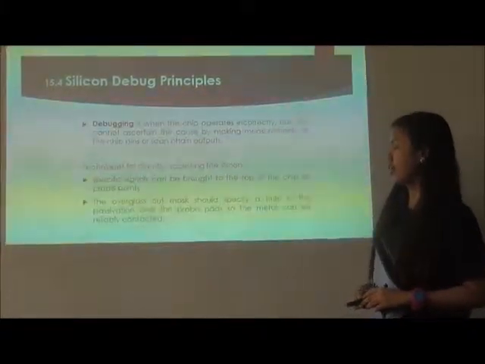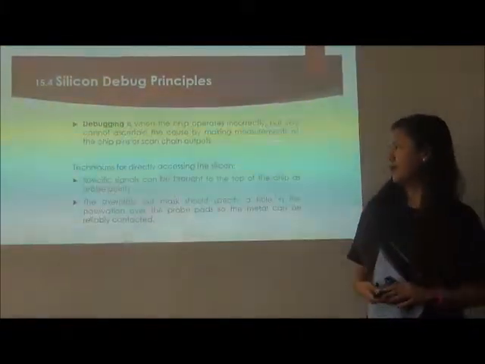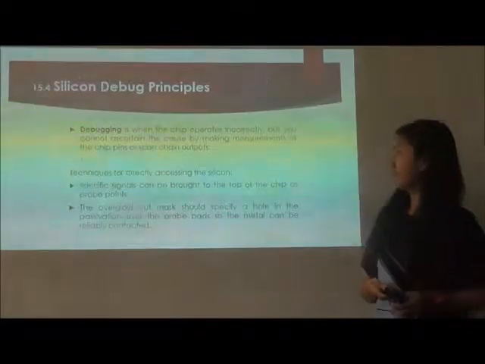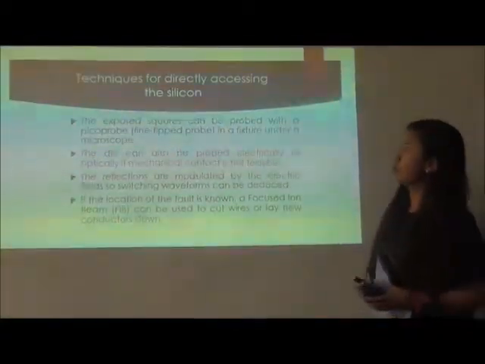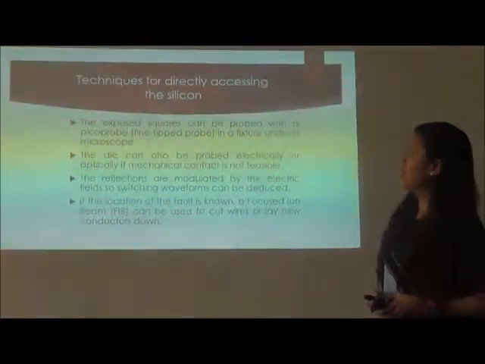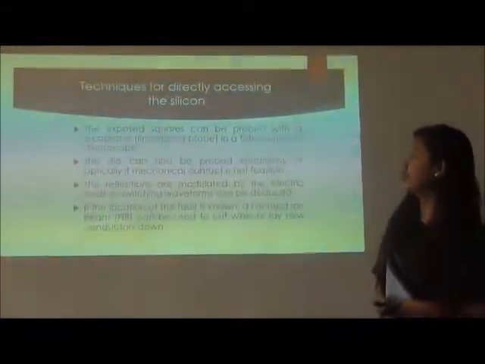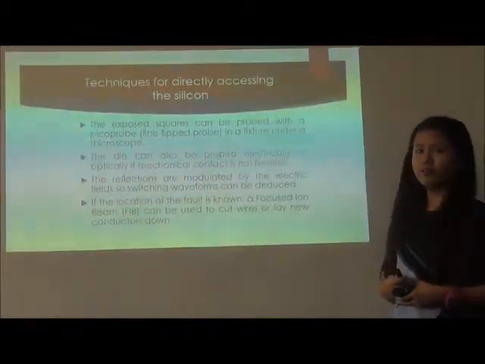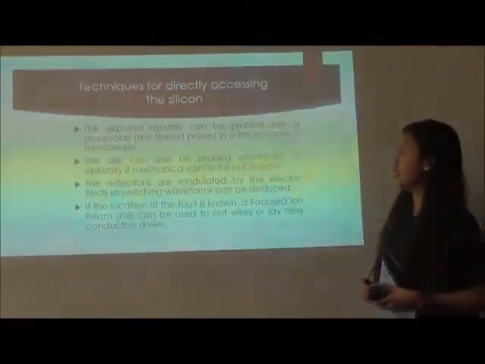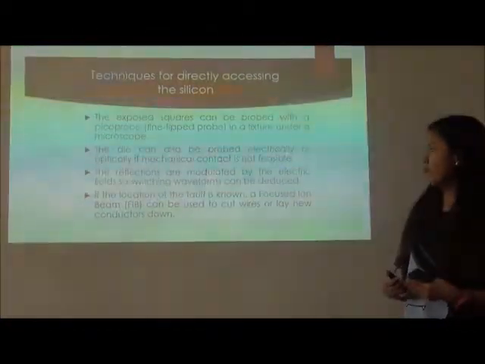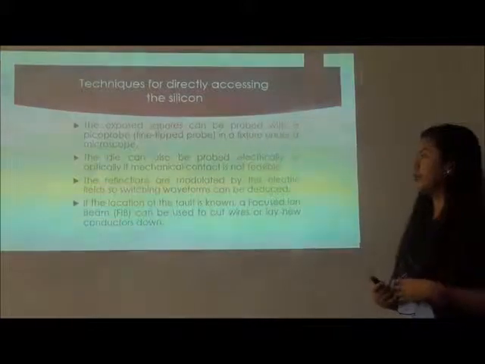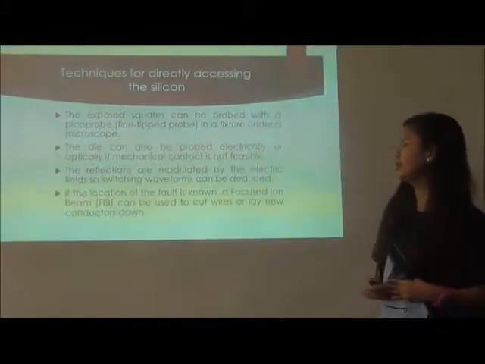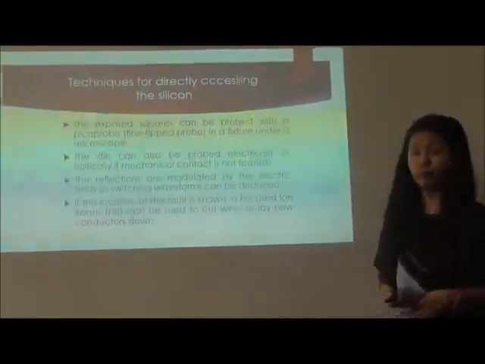Next is the overglass cut mask. Once the fault is known, a focused ion beam or FIB can be used to cut wires, namely conductors.